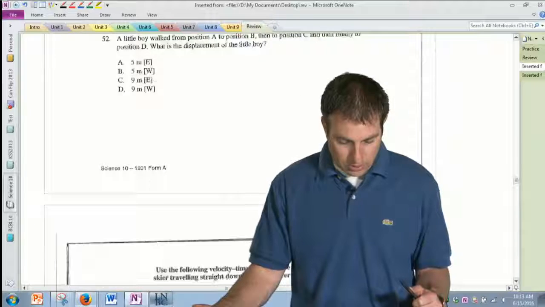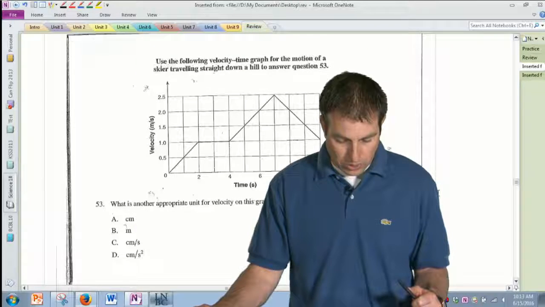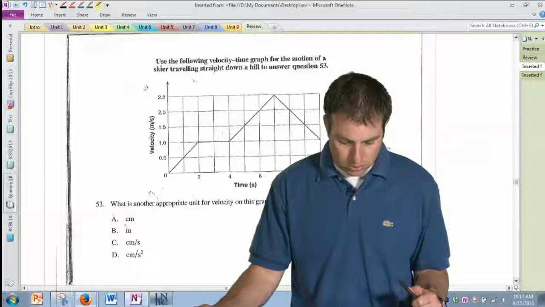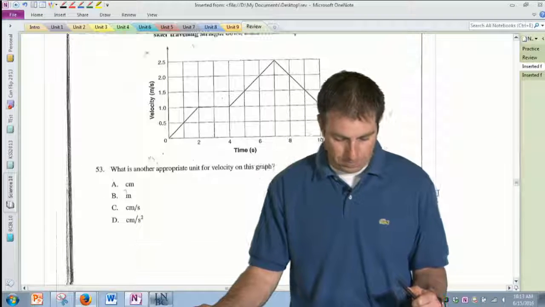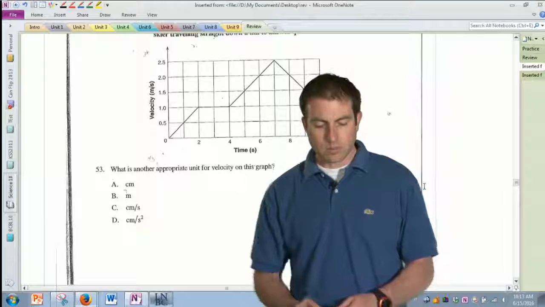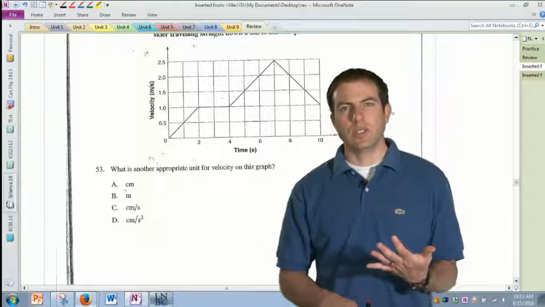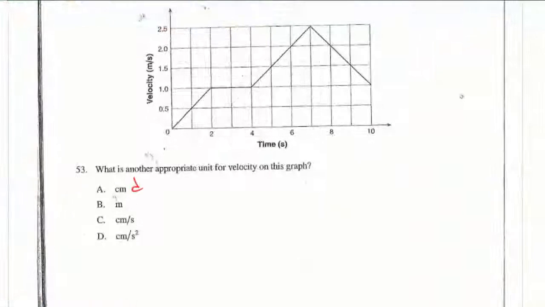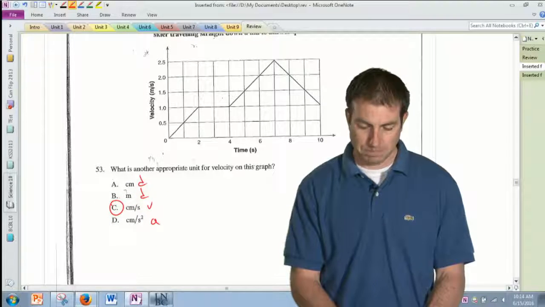53. Another appropriate unit for velocity on this graph. I guess it's just asking for units of motion. This is going to be a distance, this is going to be a distance, this is going to be a velocity, and this is going to be acceleration. So the only possible choice could be C, which really has nothing to do with the graph. Weird question.